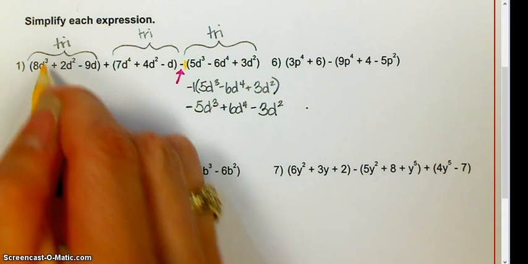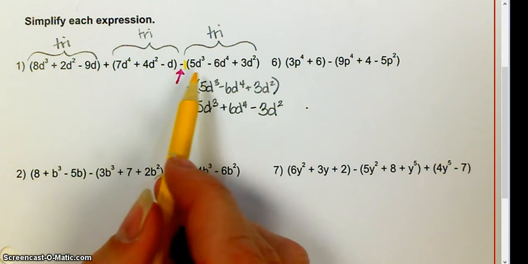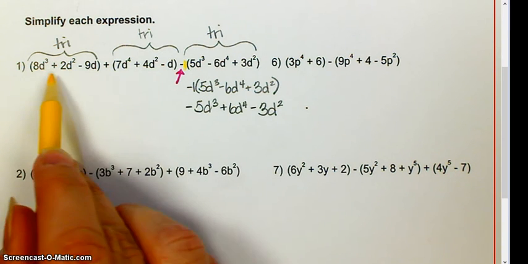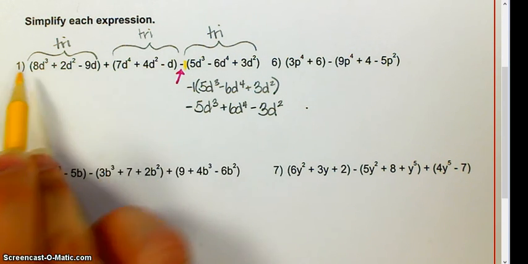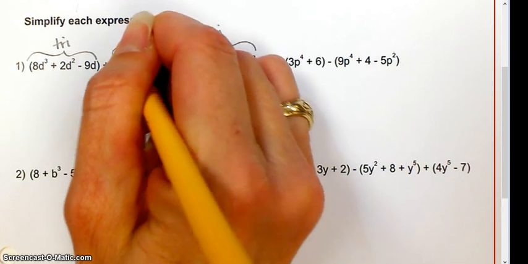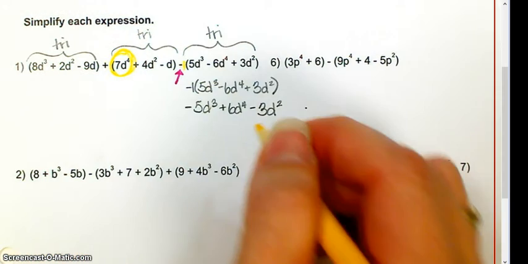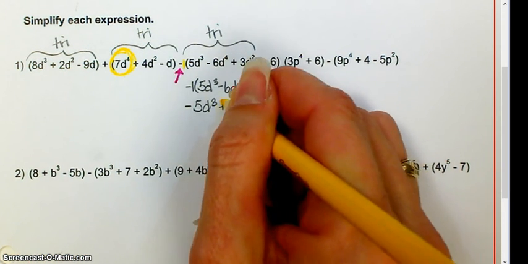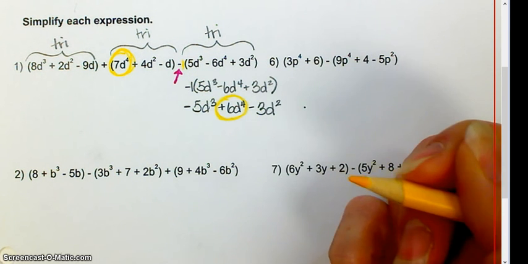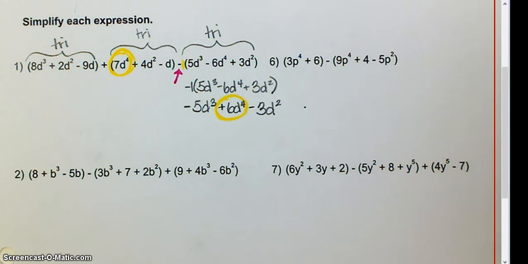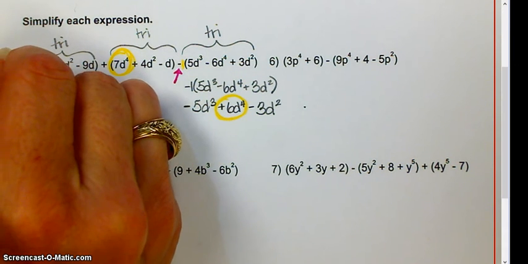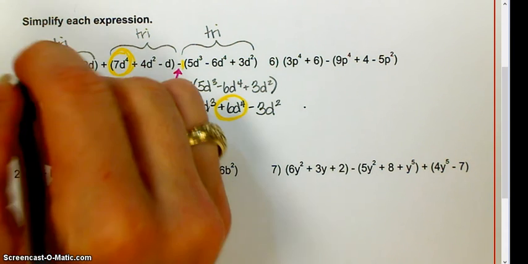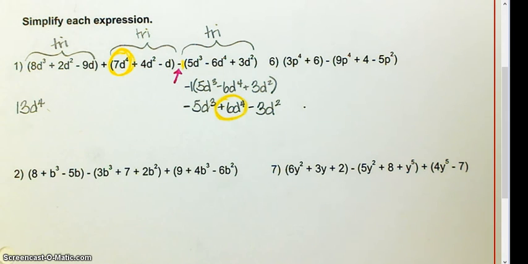Okay, I'm going to look, what is my highest degree monomial in any of these? Okay, so I've got a 7d to the fourth here. And now that I did the distribution on this third polynomial, I have a positive 6d to the fourth. Do I have any others that are to the fourth? No? Okay, so that's going to be what? 13d to the fourth.